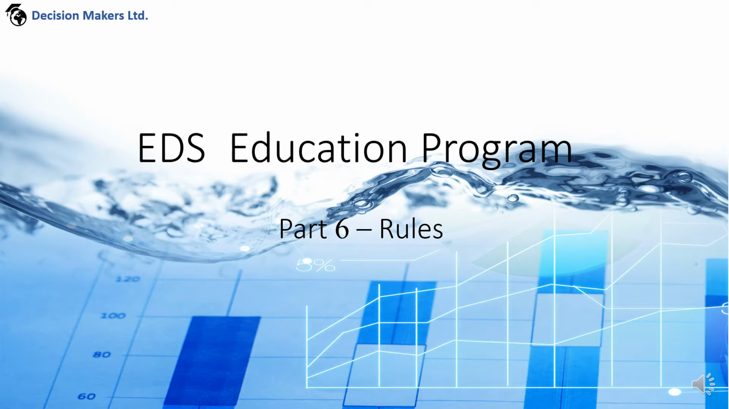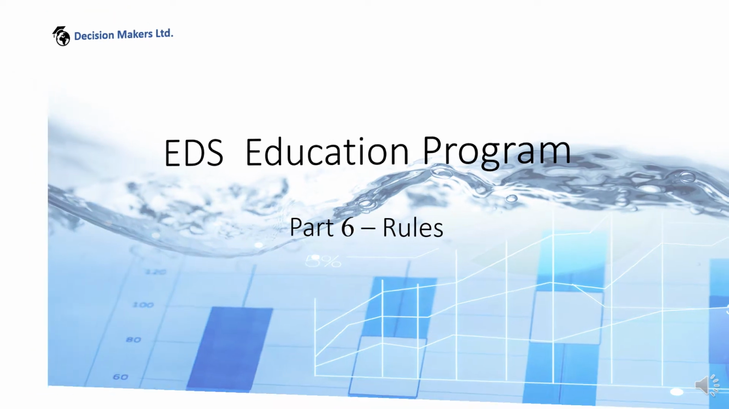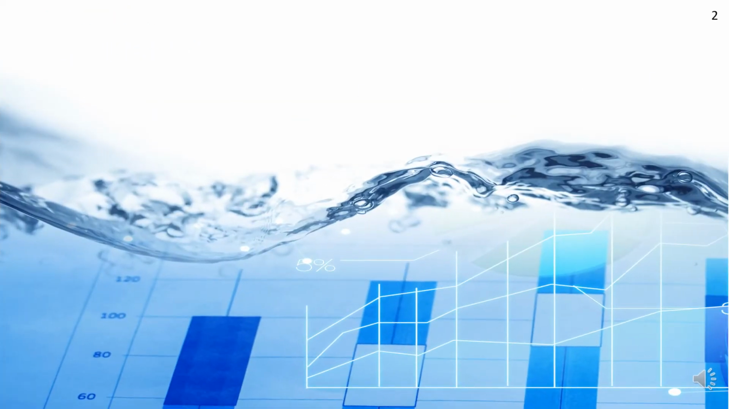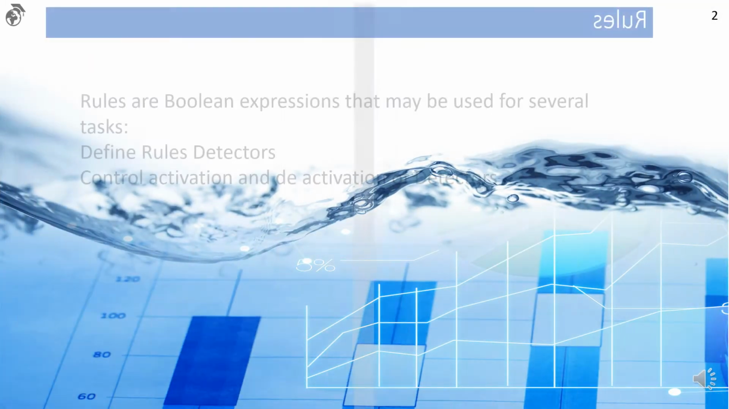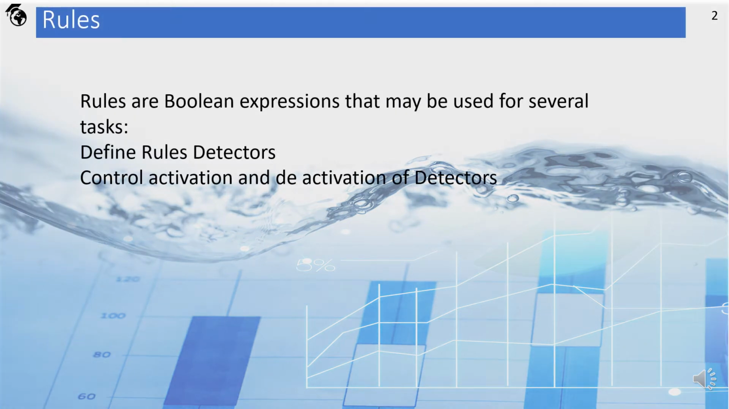In this video we are going to deal with rules. Rules may be used in the mindset detector for two purposes. The first is the rules detector. This detector notifies when an engineering-based rule set by the user is violated by the data. The second purpose of rules is to govern a detector's activation.